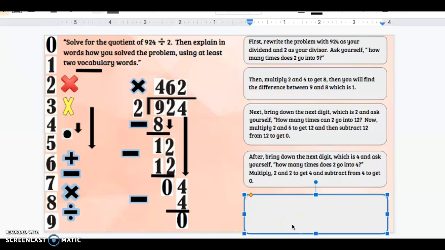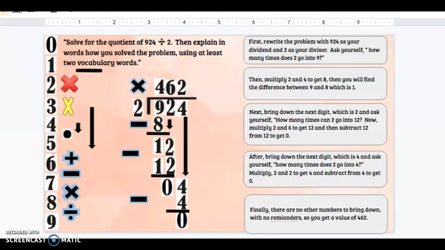And I know I typed remainders wrong. I have to respell that once it loads. Remainders. Okay, so we get our value, and that is writing for today.